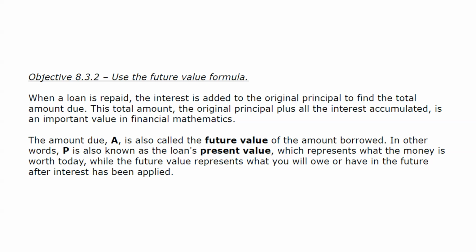So the amount due, which we give the letter A, is called the future value of the amount borrowed. In other words, P is also known as the loan's present value, which represents what the money is worth today, while the future value represents what you will owe or have in the future after interest has been applied.